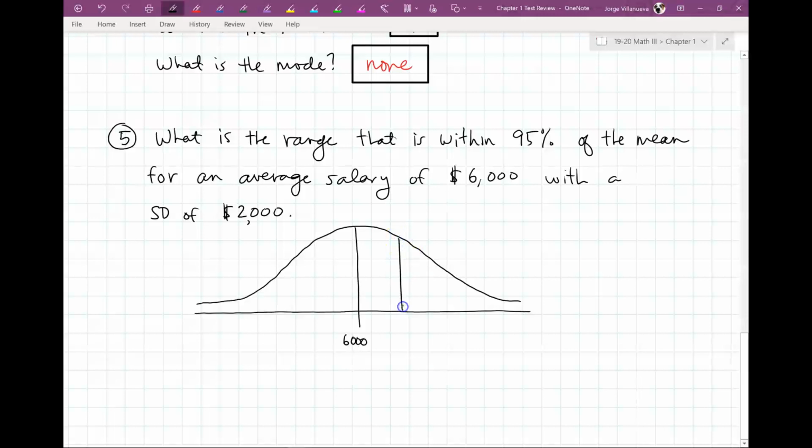So the next one will be 6,000 plus 2,000, that's 8,000. The next line will be 10,000. The next line will be 12,000. Remember, you go 3 deviations to the right, 3 to the left. So let's see. To the left will be 4,000. And then 2,000. And then 0.